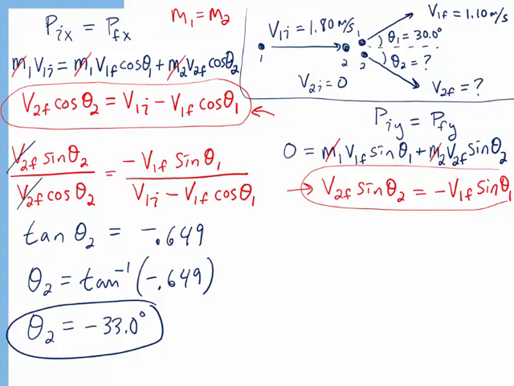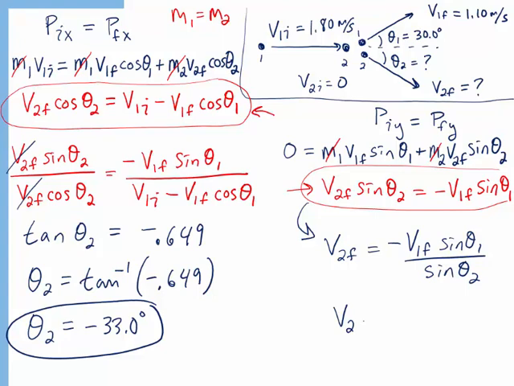Once I've solved for theta 2, I can go back to either equation to solve for v2 final. Probably the easier one is this one. I know that v2 final is equal to negative v1 final sine theta 1 divided by sine theta 2. And once again, you now know everything on the right-hand side of the equation. Go ahead and try it on your own. What I got for v2 final was 1.01 meters per second.